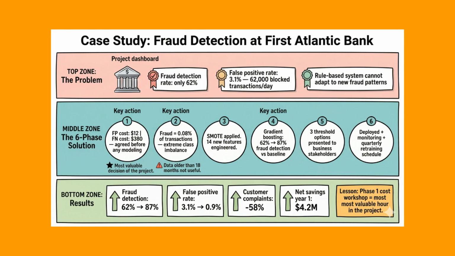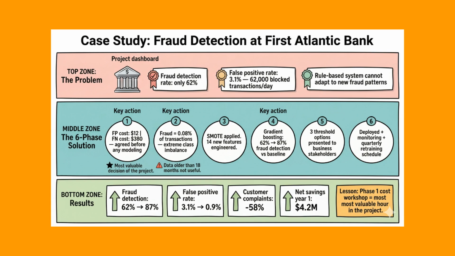The team included 2 data scientists, 2 data engineers, 2 software engineers, 2 fraud analysts from risk management, and a compliance officer. In Phase 1, the fraud team defined the cost of each error. A false positive cost approximately $12 in customer service and retention expenses. A false negative cost approximately $380 in fraud losses and recovery. This ratio shaped every subsequent threshold decision.